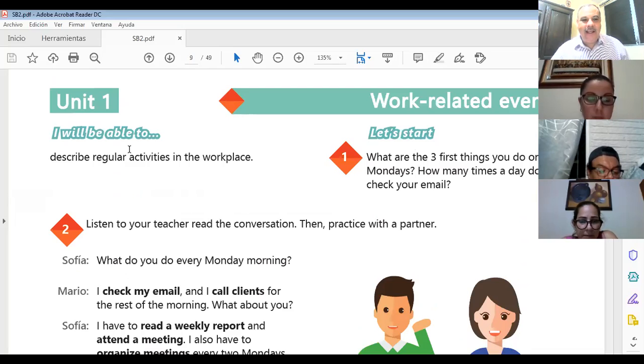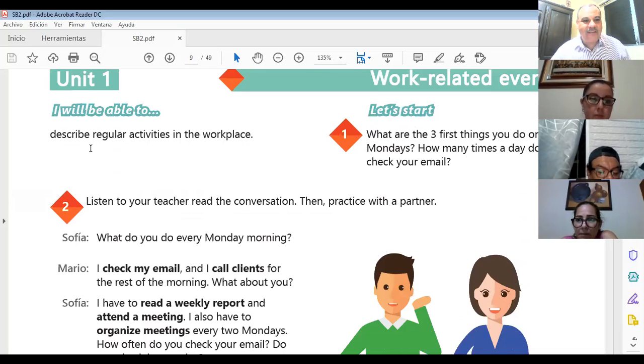Okay, and the objective is describe regular activities in the workplace. What do you do every day? We are going to describe routines, things that you do almost or every day.